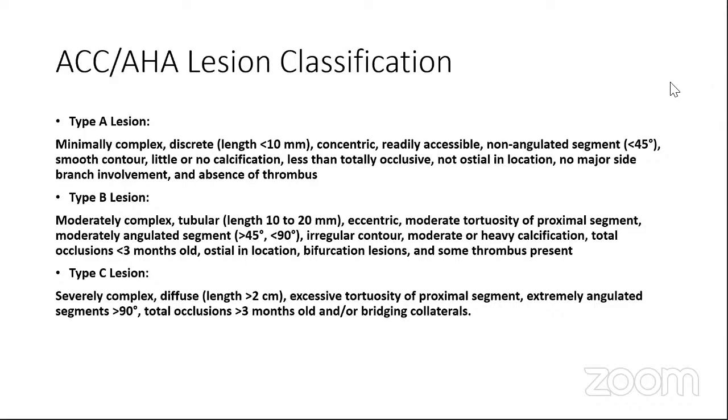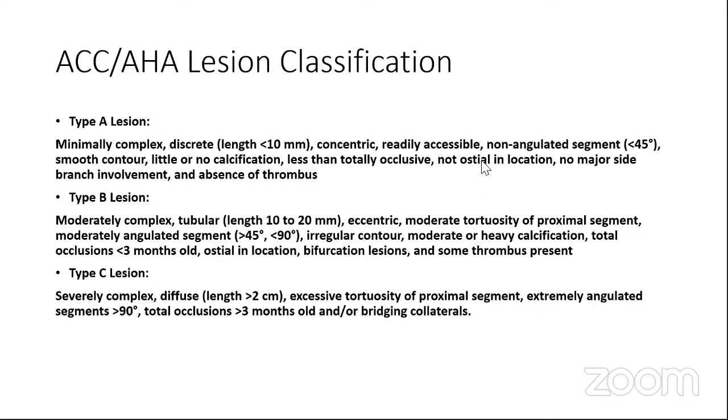Lesion classifications. Type A lesions are usually minimally complex. Discrete, length less than 10 millimeters, concentric, readily accessible, non-angulated segments, smooth contour, little or no calcification, not totally occluded, not ostial in location, no major side branch involvement, and absence of thrombus. So this would be an easy intervention for the operator. Type A lesion, minimally complex.